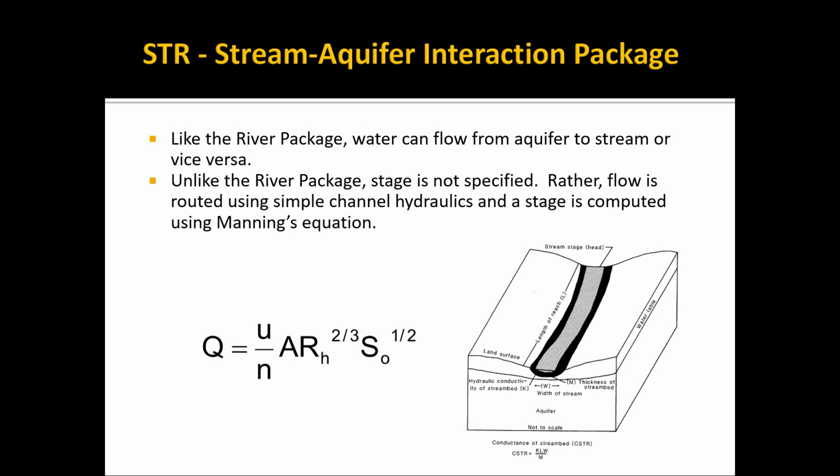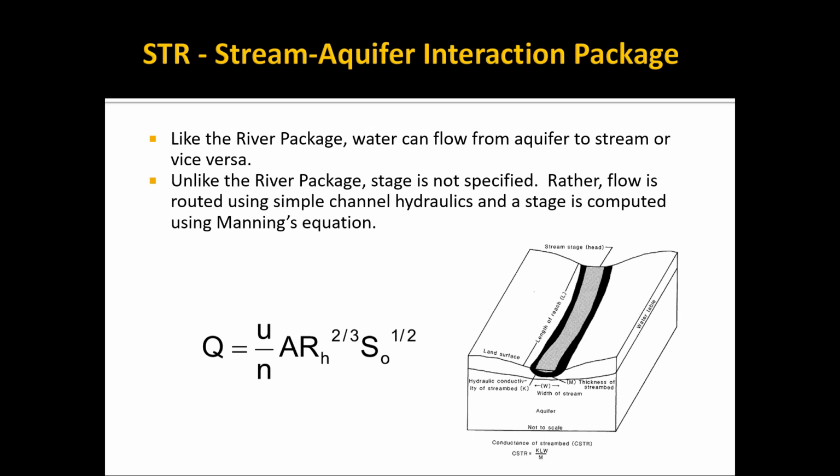Now, if you've had a course on fluid mechanics, hydraulics, or hydrology, you may have seen Manning's equation. It is a simple equation for calculating flow in an open channel, such as a river, a ditch, or a pipe that's not completely full. U is a units term, N is a roughness coefficient, A is the cross-sectional area of flow, R sub H is called the hydraulic radius, which has to do with the geometry of the cross-section of the river, and S is the slope of the river.